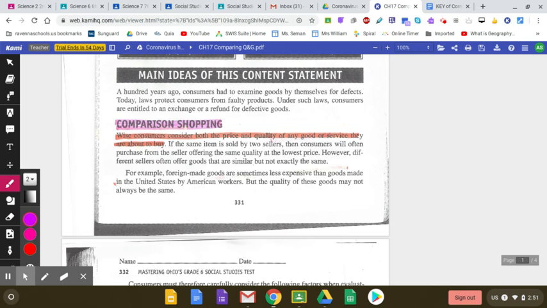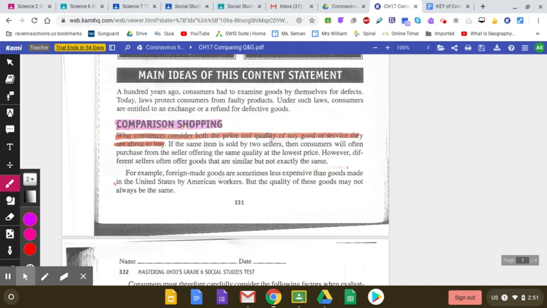for defects. Today, laws protect consumers from faulty products. Under such laws, consumers are entitled to an exchange or a refund for defective goods. Comparison shopping: wise consumers consider both the price and quality of any good or service they are about to buy. If the same item is sold by two sellers, then consumers will often purchase from the seller offering the same quality at the lowest price.